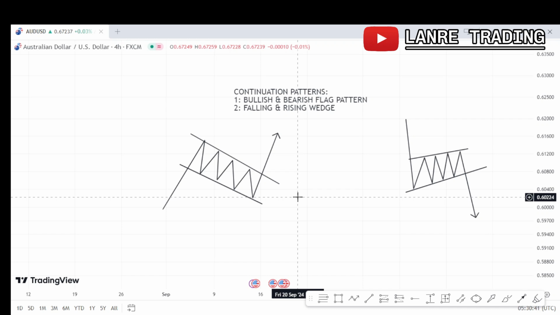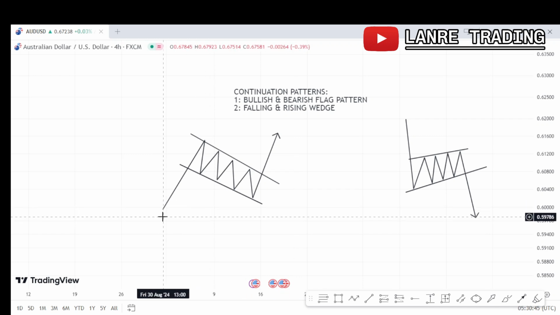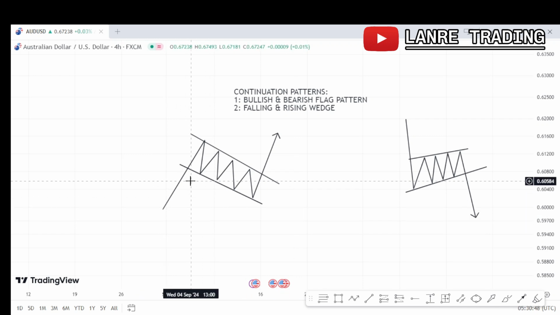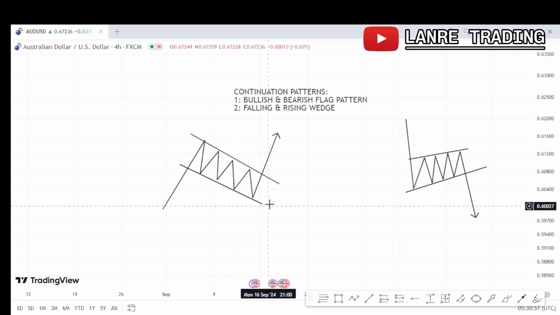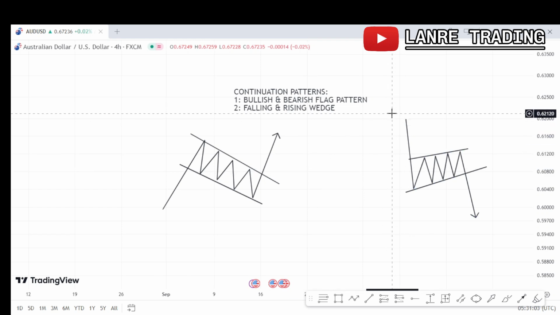The one at the left side of the screen is called the bullish flag pattern because you see the price is coming from the support level going up. The price comes from the support level, forms a flag pattern, and then continues the movement. This is what's called a bullish flag pattern. And the next one is the bearish flag pattern.